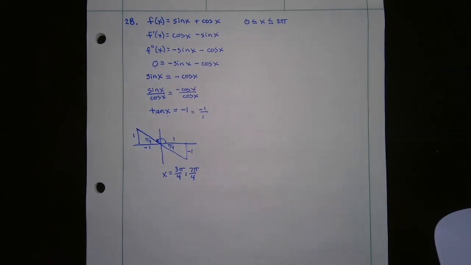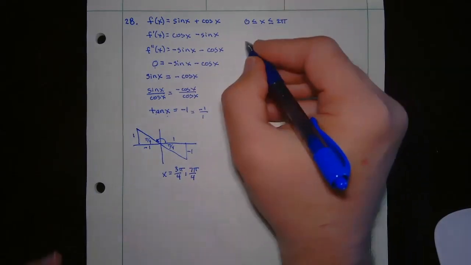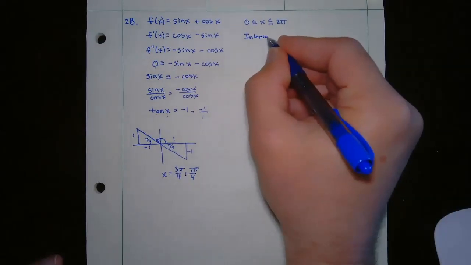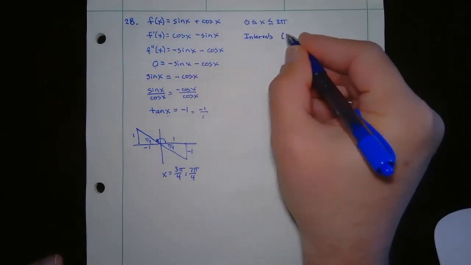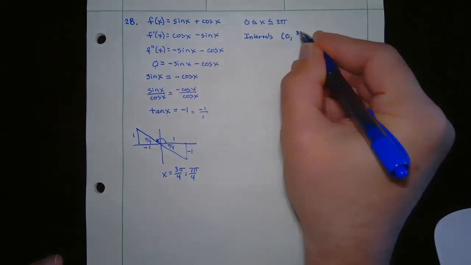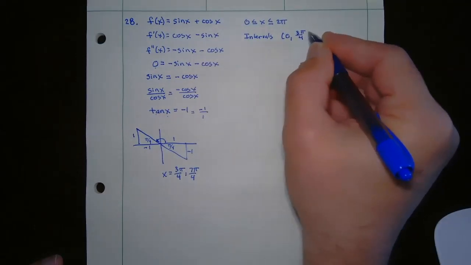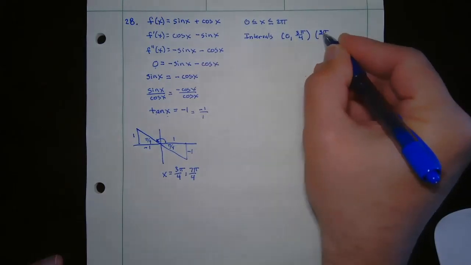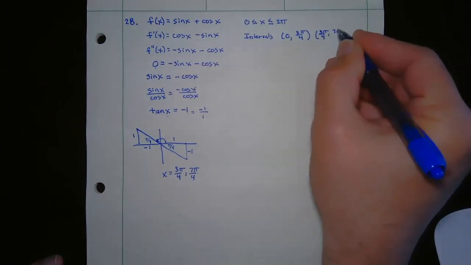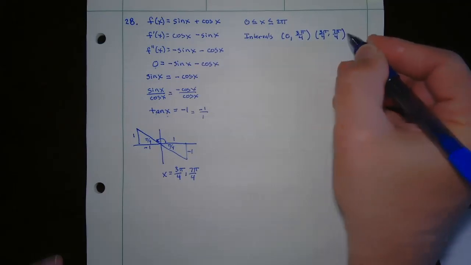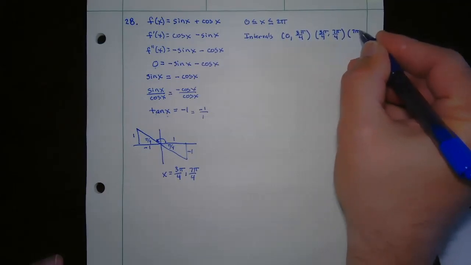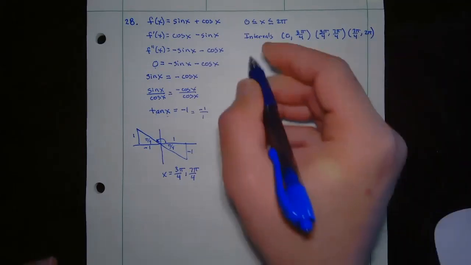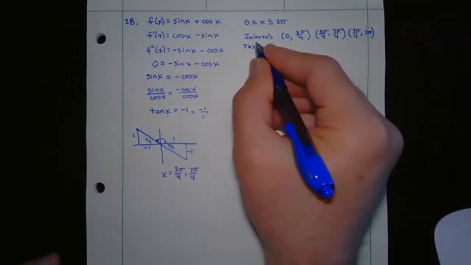Okay, so we're going to do a sign chart. So we're going to do our intervals. This would be from 0 to 3 pi over 4, and then from 3 pi over 4 to 7 pi over 4, and then from 7 pi over 4 to 2 pi. Okay, and we're going to do test points.